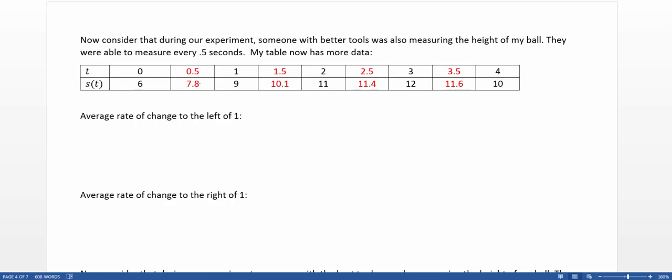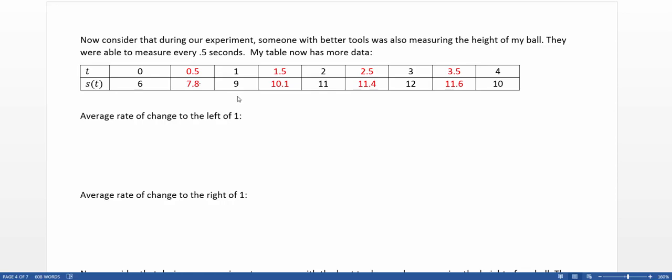The position didn't change. What happened here is that I now have more information about where my ball was at 0.5, 1.5, 2.5, and 3.5. So the numbers you see in red are additional information than what I had before. However, what I had before didn't change. So now, when we want to try to figure out how quickly my ball was moving at time equals 1, I have closer information. So let's see what kind of impact that has on my calculation.